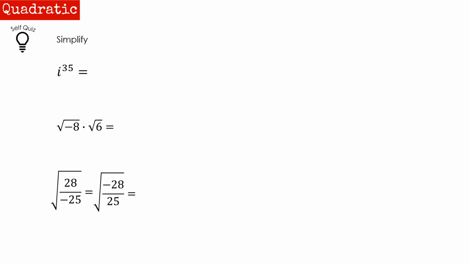Let's look at the first one, i to the 35th. It really doesn't matter how you rewrote it, but I decided to do the square root of negative 1 to the 25th times negative 1 to the 10th. The square root of negative 1 to the 25th is i. The square root of negative 1 to the 10th is negative 1, so that gives us negative i.